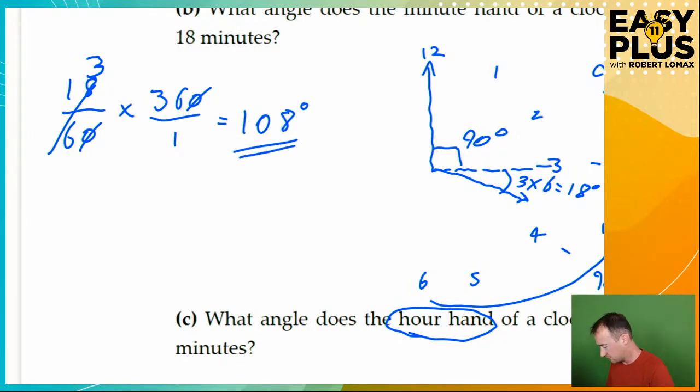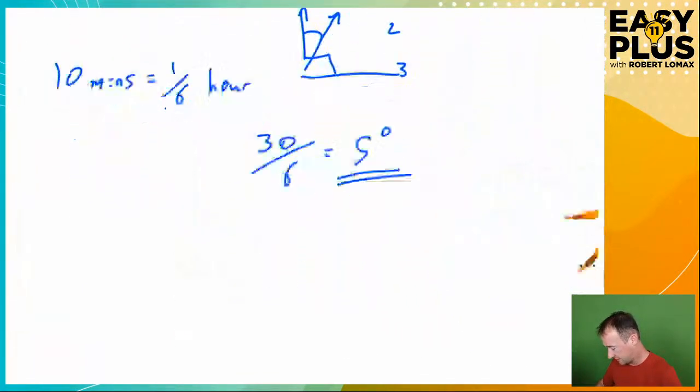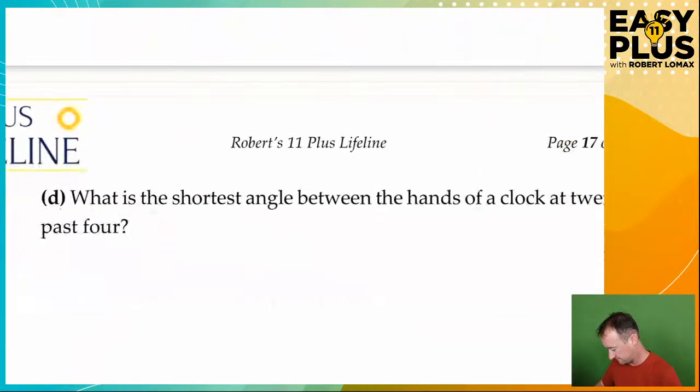You could do that as mental arithmetic. 3 times 30 is 90, 3 times 6 is 18, add them together. Okay, so that's another good way of doing it if you're comfortable with the maths. You don't have to sketch a diagram. Right, back onwards, let's carry on through these questions.